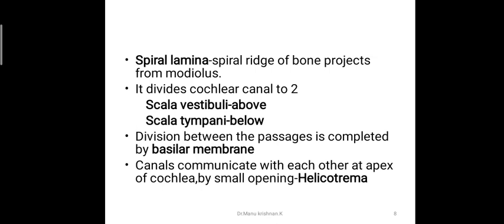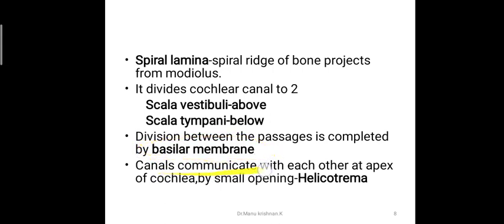The cochlea has a spiral lamina, a spiral ridge of bone which projects from the modiolus and divides the cochlear canal into two parts: the scala vestibuli above and the scala tympani below. Since it is a part of the bony labyrinth, what will be filling inside? Obviously, the perilymph will fill these cavities. The division between the passages is completed by the basilar membrane. We will see all these in the diagram coming up.